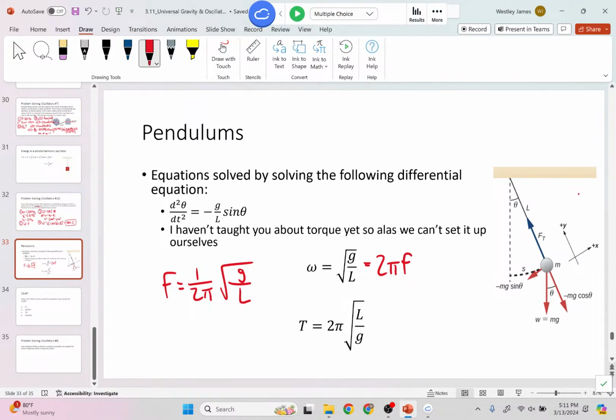Where's the L? L. Length of the pendulum. L here is how big the string is that's connecting the thing. F is frequency, right? Yes. F is frequency. Omega is angular frequency. Yes. So again, a really cool result.